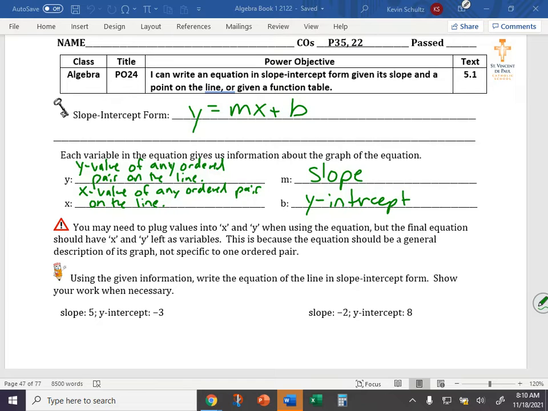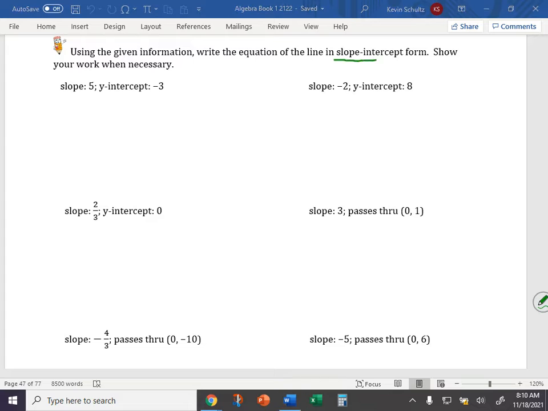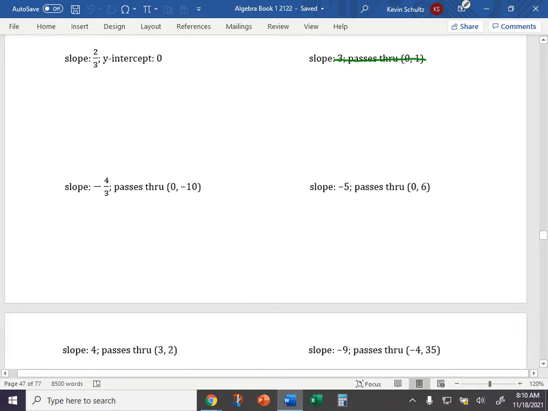Your directions for the rest of the objective say: using the given information, write the equation of the line in slope-intercept form. So our answer for every single one of these is going to be the equation of the line in slope-intercept form. But I want you to look at how the information is presented to you. In the first 3, I give you the slope and the y-intercept directly. Here's the slope. Here's the y-intercept. Write the equation.